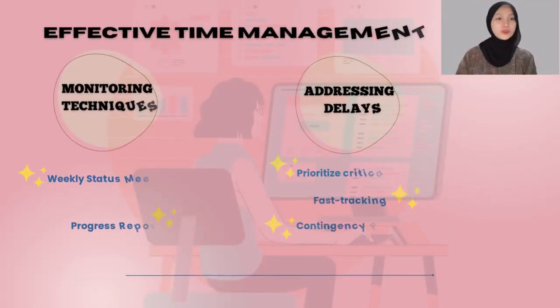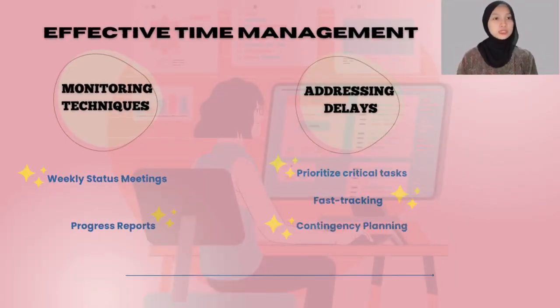To manage delays effectively, we hold weekly status meetings to discuss progress, identify any bottlenecks, and come up with solutions. The important thing is progress reports are shared regularly to keep everyone informed about time performance. If delays occur, we prioritize critical tasks, employ fast tracking or crashing techniques to recover lost time, and have contingency plans in place for unexpected issues.